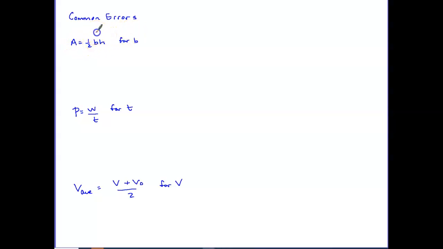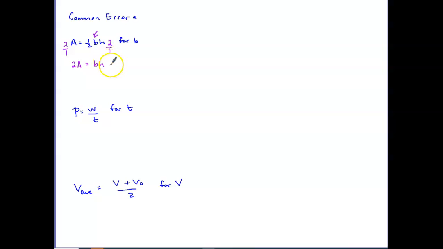If I'm trying to solve for b, we need to get rid of the 2. It's a 1/2, so we can get rid of that by multiplying by 2 on both sides, or 2 over 1, if you want to write it that way. So that gives me a 2a on the left-hand side and a bh on the right-hand side.